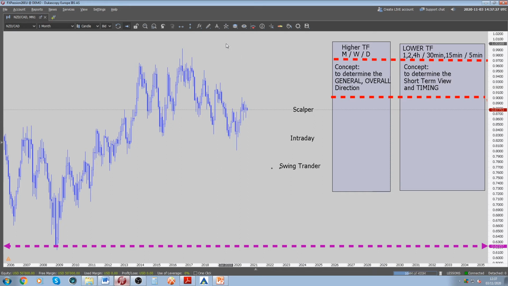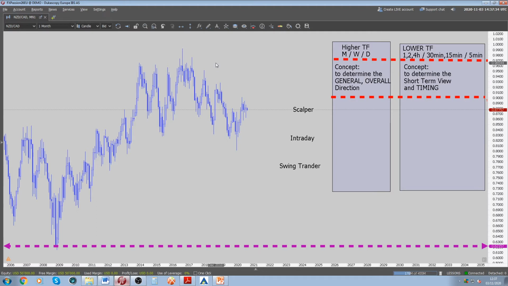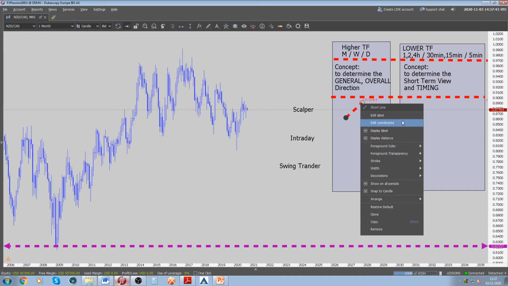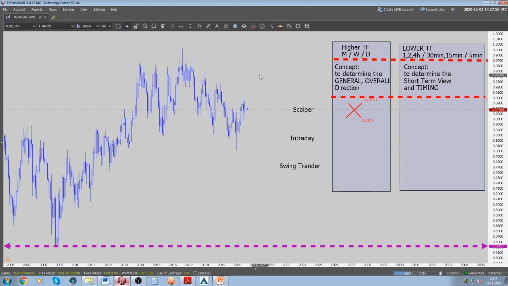Why is this important? If the higher time frames, if the monthly, weekly and daily are determining the general overall direction, you cannot use this to make decisions as a scalper. Make sense, everybody? No, I'm not saying that you cannot analyze the market, but I'm telling you that you are not going to scalp up or down because the monthly time frame is making a down retracement or an up extension. Make sense, guys, or am I talking nonsense to you?